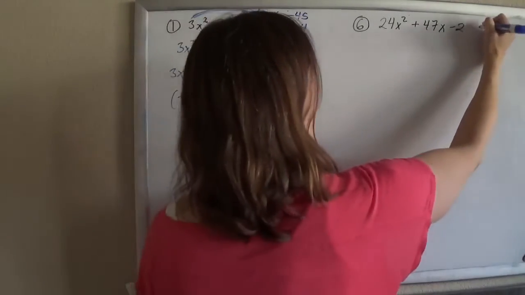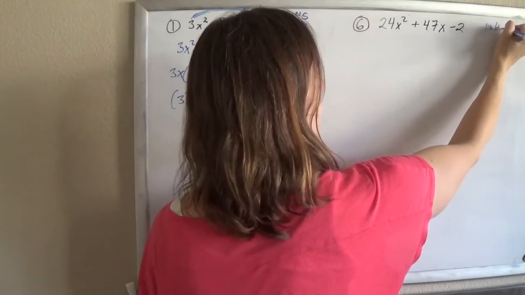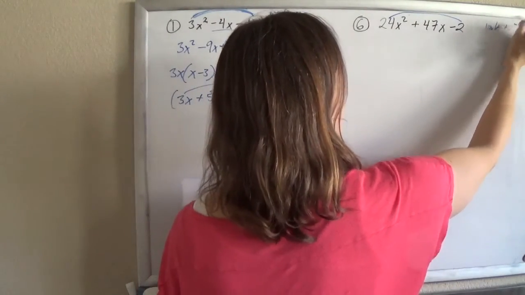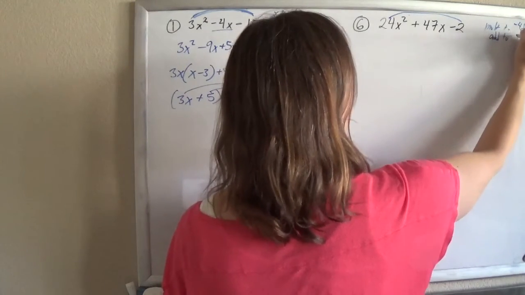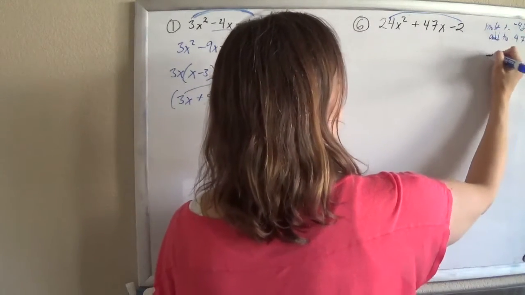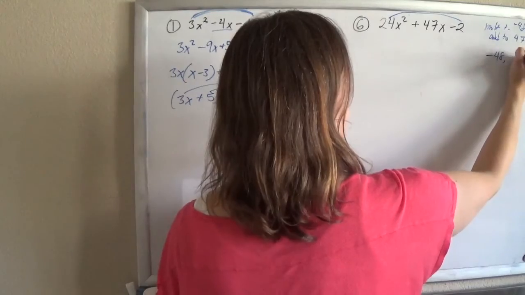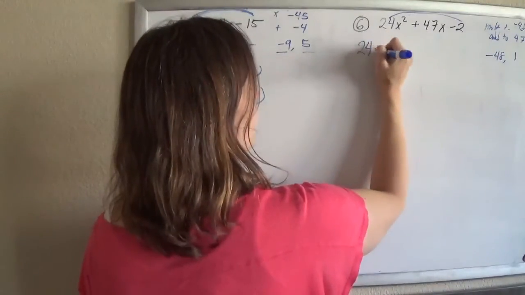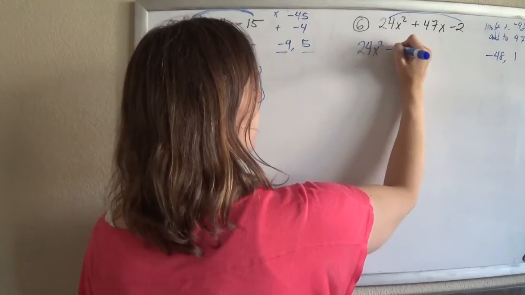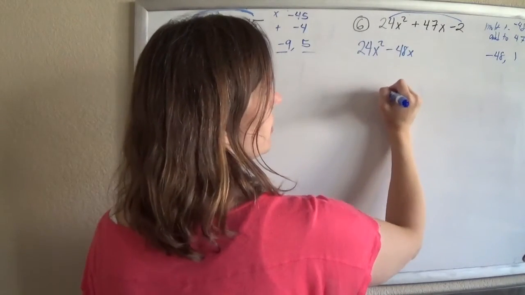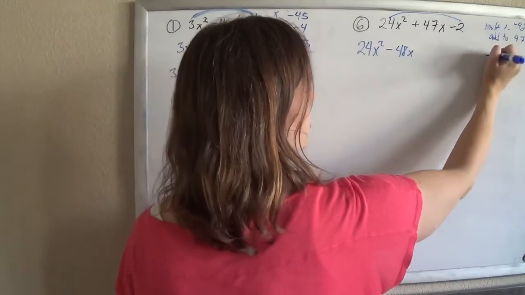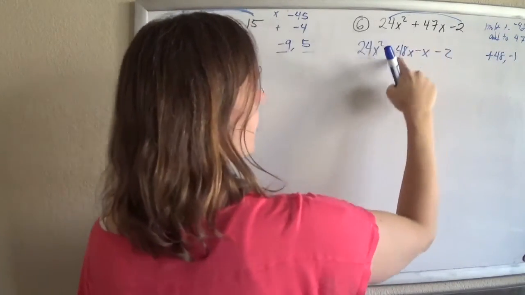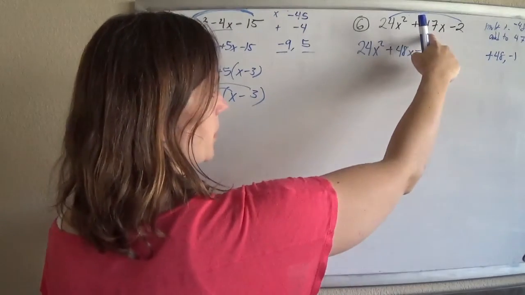So we need to multiply to 24 times negative 2, which is negative 48, and add to 47. So multiply to negative 48 and add to 47. I'm thinking a negative 48 and a 1. So I'm going to rewrite this as 24x squared minus 48x, add to positive 47. So how about a positive 48x and a negative 1, right? So 48 minus 1 gives me 47.